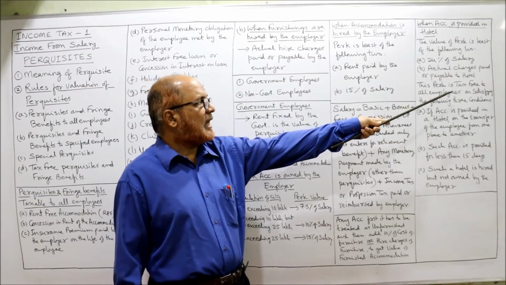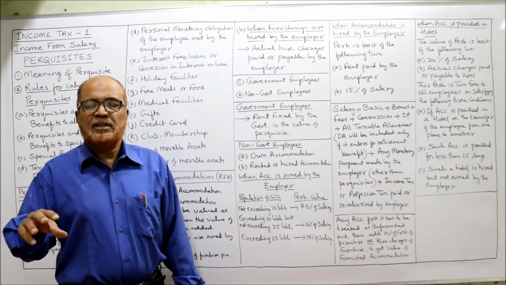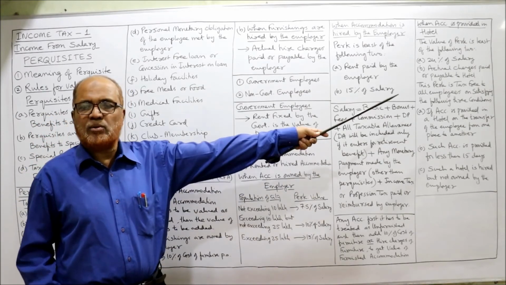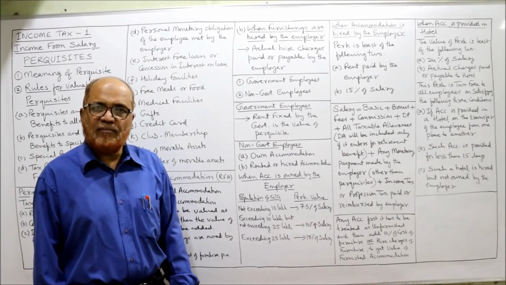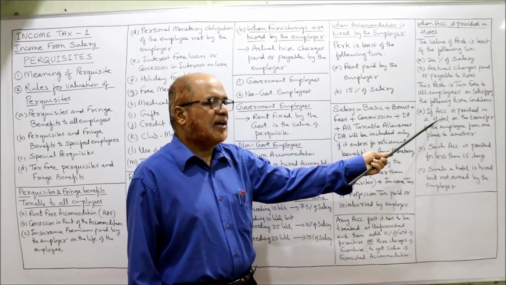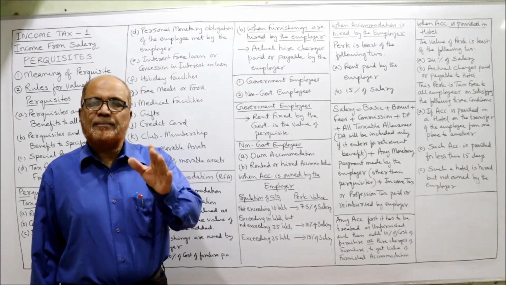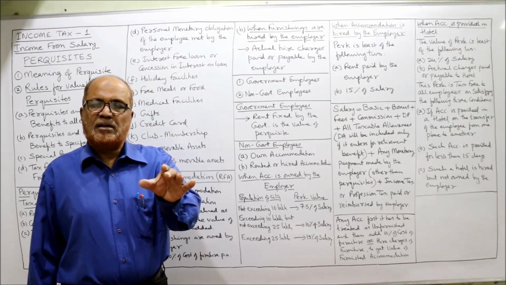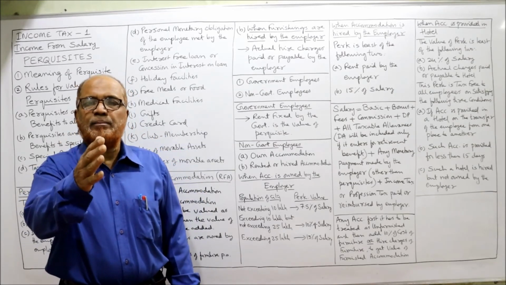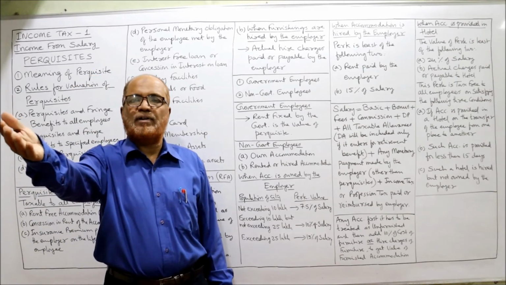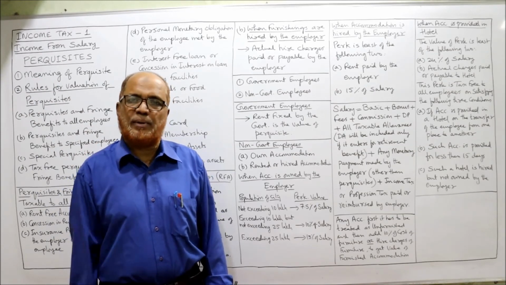But this perk is tax-free to all employees on satisfying the following three conditions. If the three conditions are satisfied, then this perquisite, that accommodation is given in a hotel, will be tax-free. So what are the conditions? The first, accommodation is provided in a hotel on the transfer of the employee from one place to another place. For example, presently at one place, the worker is working. He was transferred from one place to another place and for shifting, the accommodation is provided in a hotel. Then the Income Tax Act says it is a tax-free perquisite.